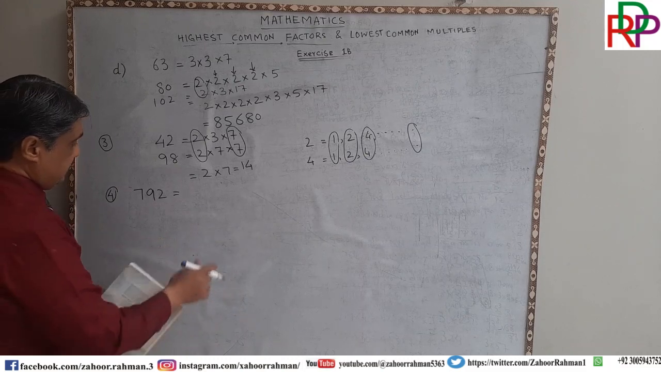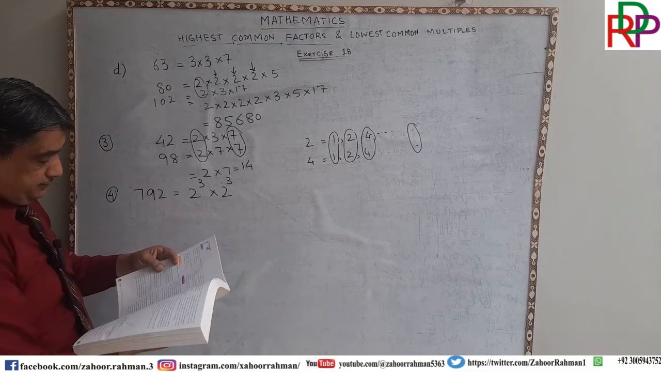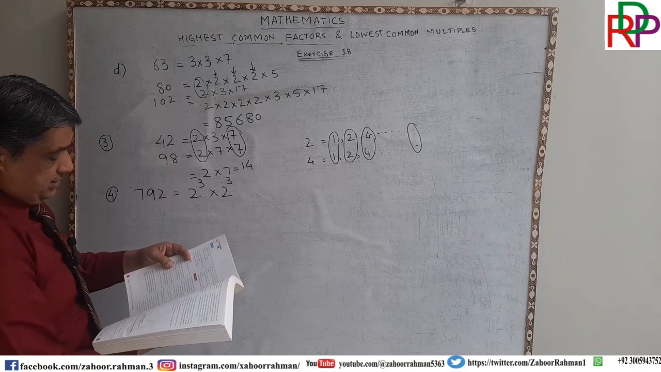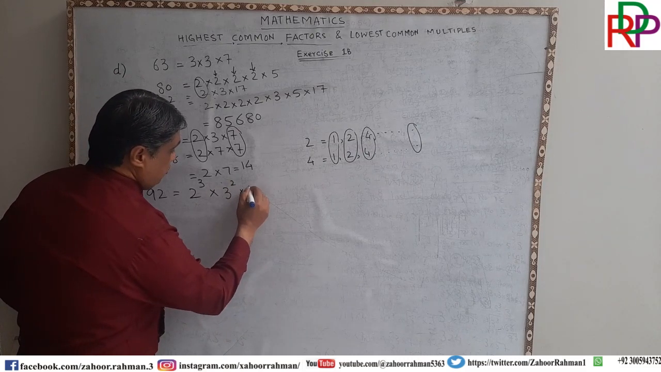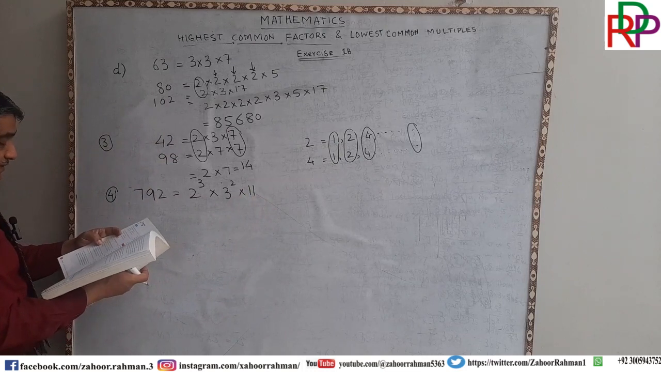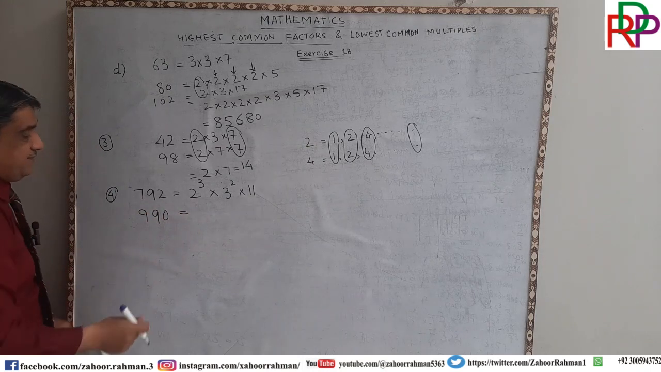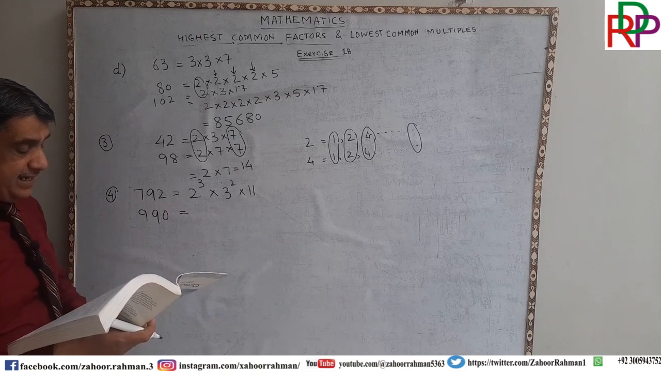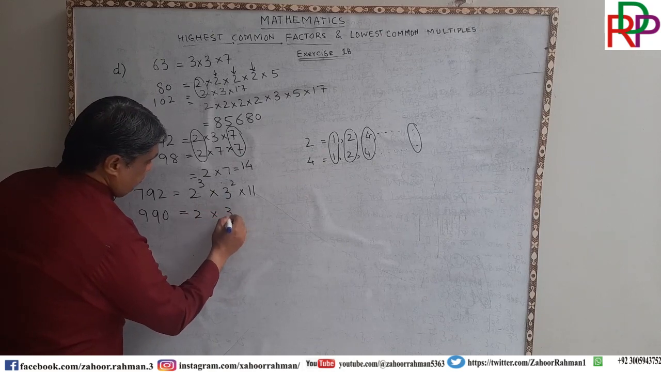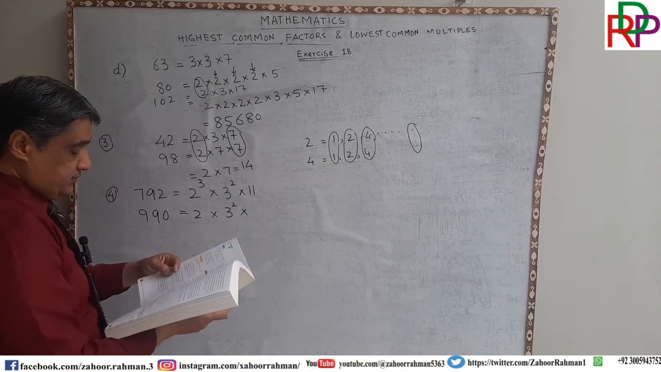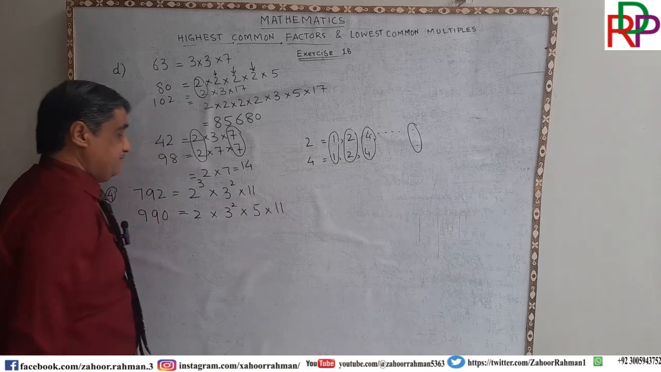792 is 2 raised to the power 3 into 3 raised to the power 2 into 11, and the second one is given as 990, which is 2 into 3 squared into 5 into 11.